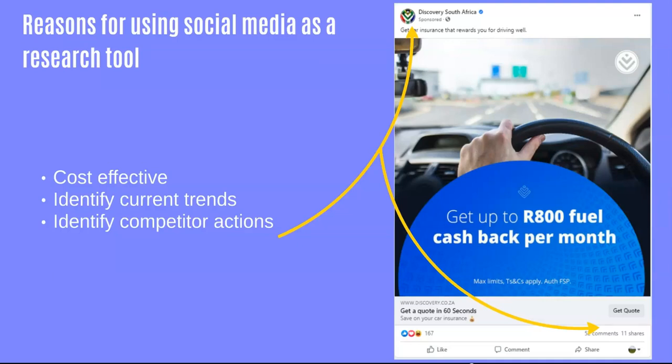Now, if Discovery goes into the comment sections, the 52 comments, they can also read what is happening in terms of the trends. Do people actually like this? Are they laughing at them? And will this be successful? Next, you can also identify your competitors' actions. So if you are My Way, King Price, iWyze, Old Mutual, now you can see that Discovery has this on offer. And then they can go back to the drawing board and find another way to reward their loyal customers.